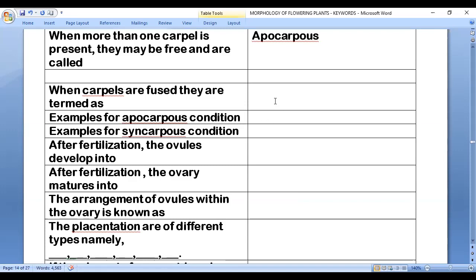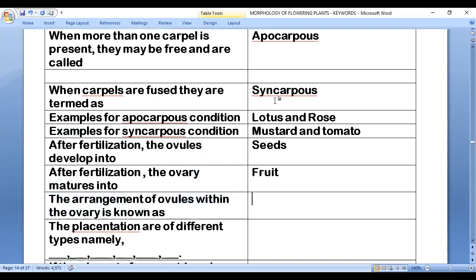When carpels are fused, they are termed syncarpous. Examples for the apocarpous condition: lotus and rose. Examples for the syncarpous condition: mustard and tomato. After fertilization, the ovules develop into seeds. After fertilization, the ovary matures into fruit.